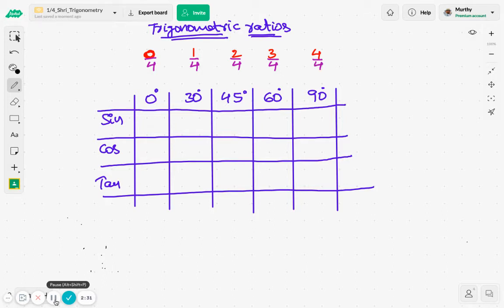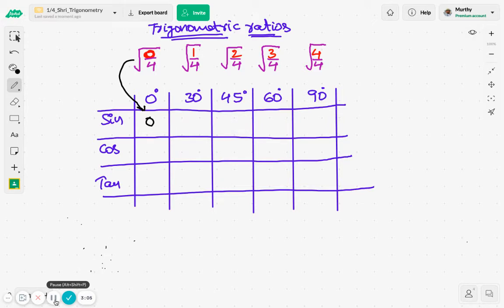Now, assume that there is a square root for every fraction. That's it. You get all the sine values. So let me compute what is 0 divided by 4. If the numerator of any fraction is 0, the entire value will be 0. So the square root of 0 is going to be 0.